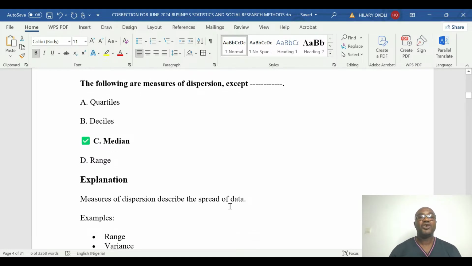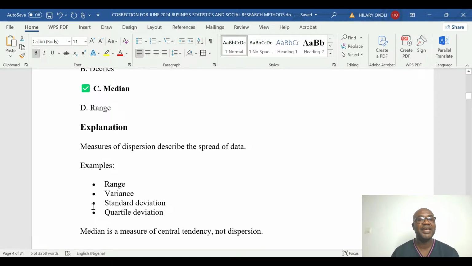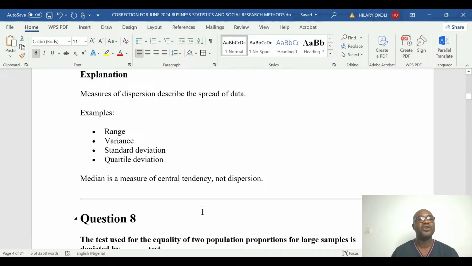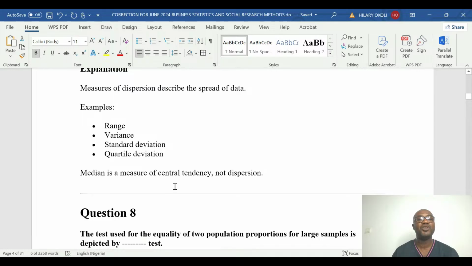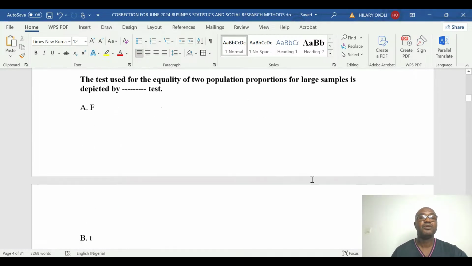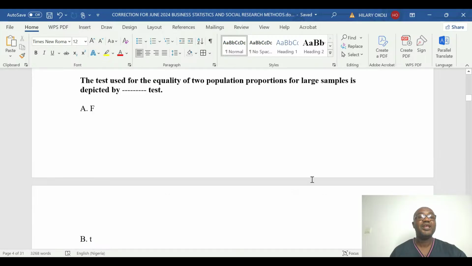So the following are measures of dispersion, except median. Dispersion is range, quartile, and decile. We discussed that already before. So measures of dispersion describe the spread of data. Examples are range, variation, standard deviation, and quartile deviation. So median is a measure of central tendency, not a dispersion. It's a measure of central tendency. It's not a dispersion.